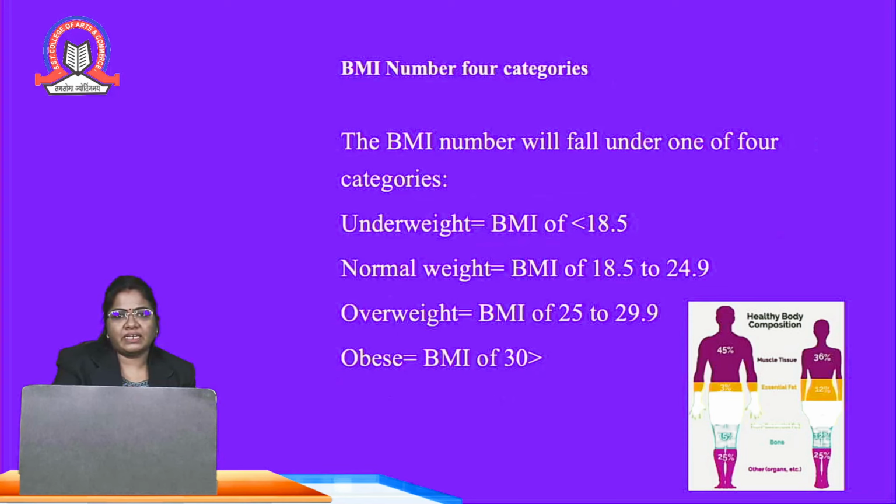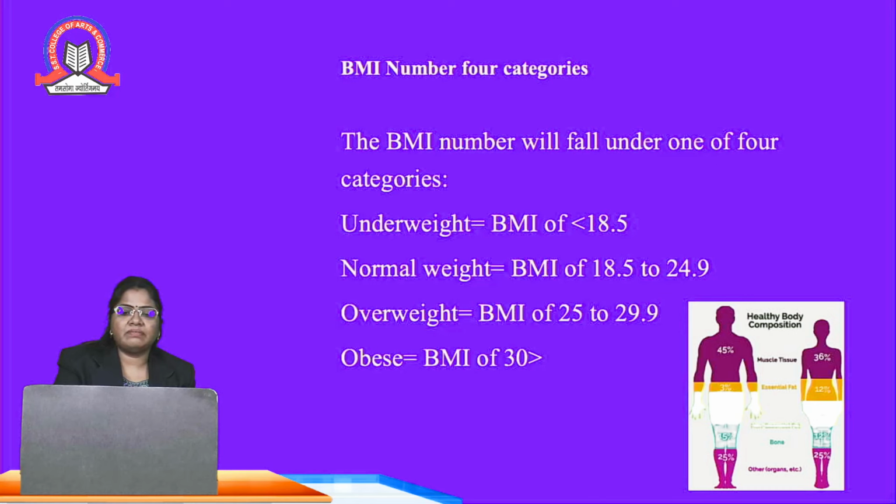Now there are 4 categories of BMI. The BMI number will fall under one of the 4 categories. After finding the BMI, we are concluding according to the value of the BMI. It is underweight, normal weight, overweight or obese. First one, underweight: BMI less than 18.5 is underweight. BMI between 18.5 to 24.9 is normal weight. Overweight is BMI of 25 to 29.9, and obese is BMI of 30 plus, above 30.